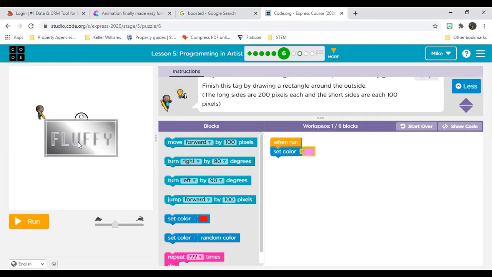And remember, let's go through our toolbox. What code do we have in our toolbox? We have 5 pixels. We have turn right, turn left, jump. Remember, jump is to move around without drawing a line. And then the color, random, and repeat. So what do you guys think? What will be the first thing we do? We just have to draw a rectangle around Fluffy, our name tag.